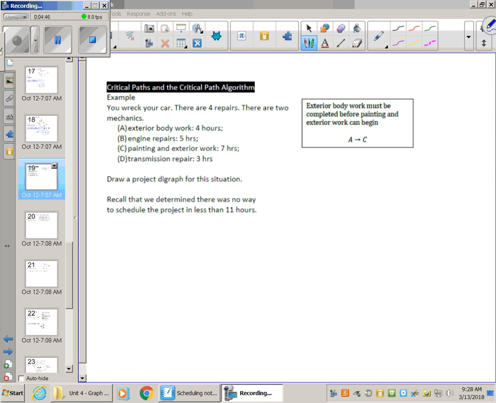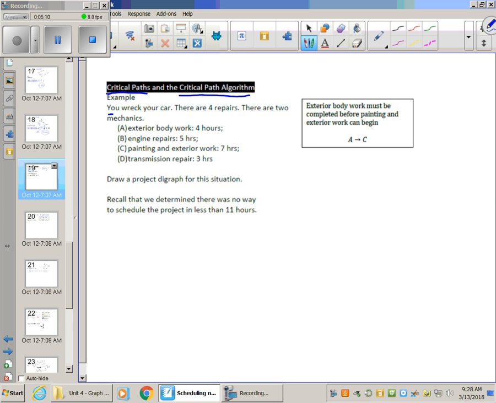Okay, so the question that we're always trying to ask when we do these problems is, what is the minimum amount of time that we can complete all these tasks in? That's what we're looking for. Sometimes it's easier to see than others, but the way that we go through it, and the questions that we ask, is critical paths, the critical path algorithm. So let's look at an example to start this off.